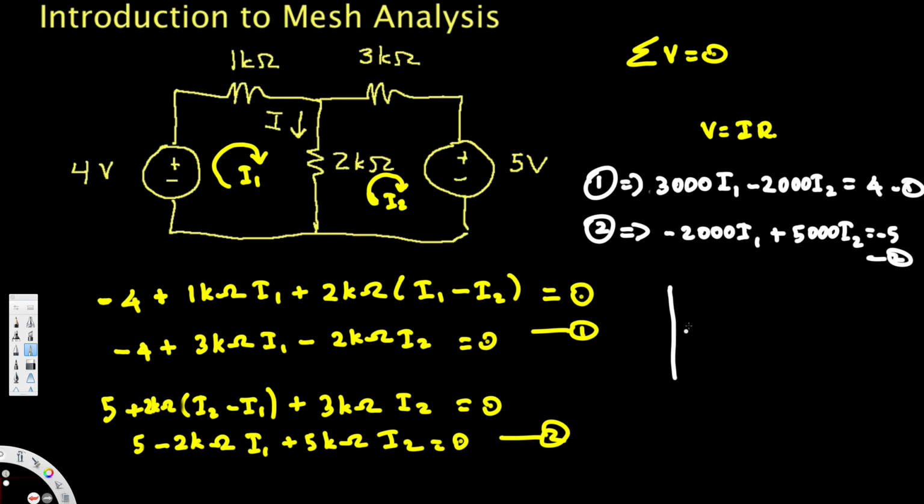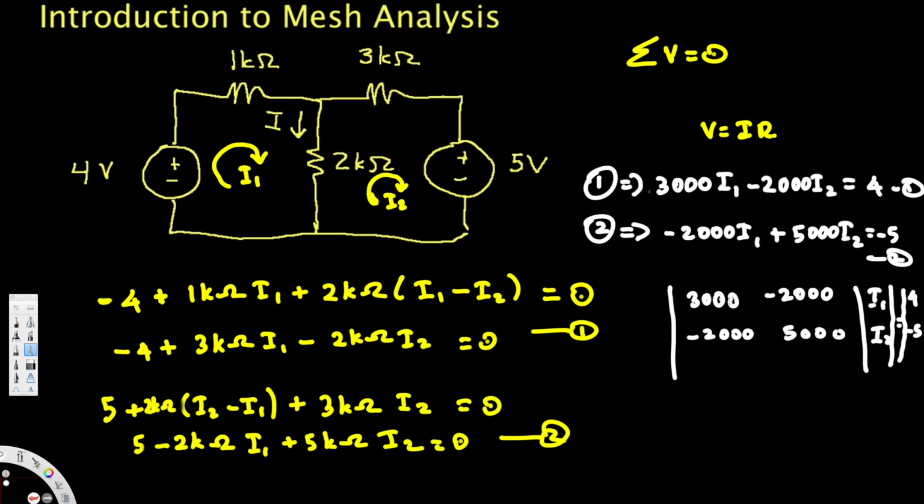Here we are going to have 3000 and then minus 2000 and minus 2000, 5000. And on the other side of the equation, we are going to have 4 and minus 5. Actually, we are going to use Cramer's rule, so we have to arrange this one like I1, I2, and then here we are going to have 4 and negative 5.